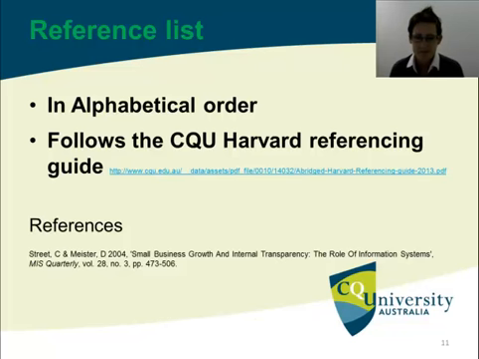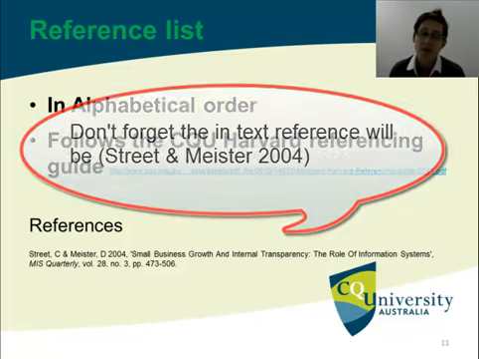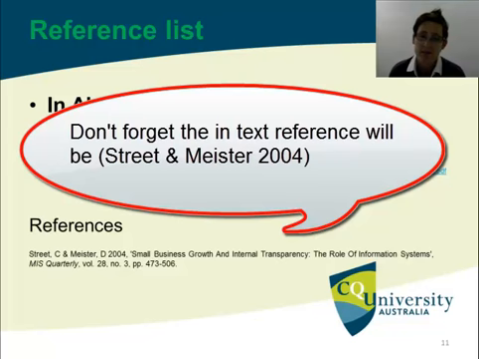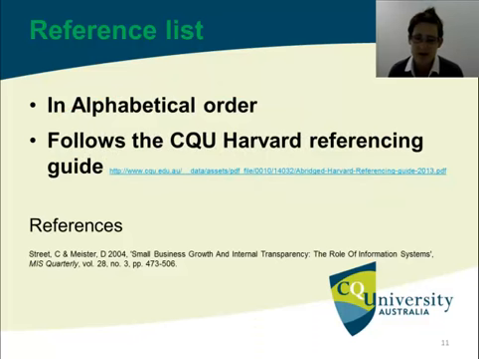You can see here the reference that we've used by Street and Meister. You can see the initials that are used there as well. That wasn't used in text. Don't forget, in text, in the middle of our writing, we simply had surname and year. Now, here we have every single detail, including the name of the journal, the volume, the number, and the pages.